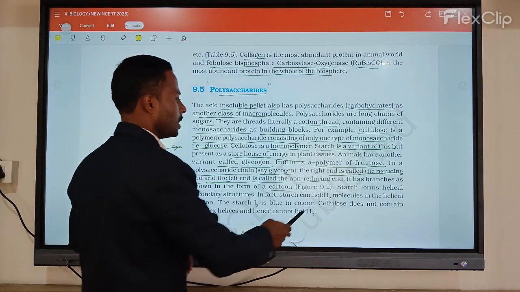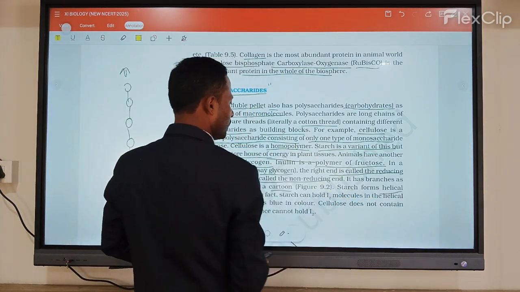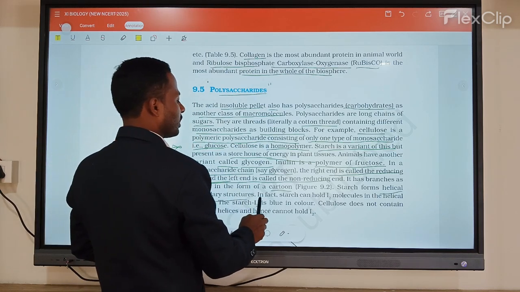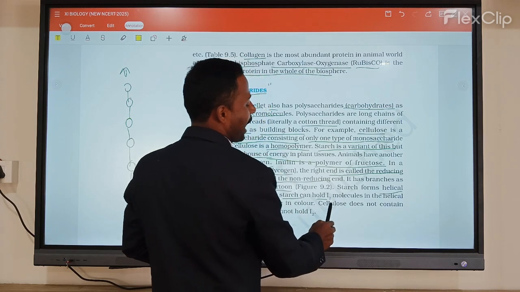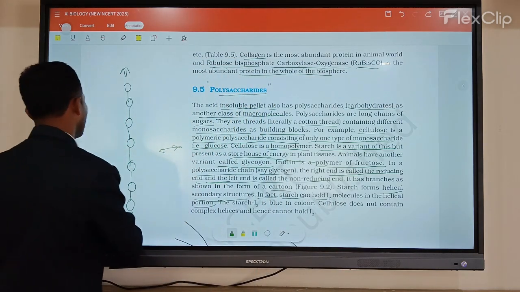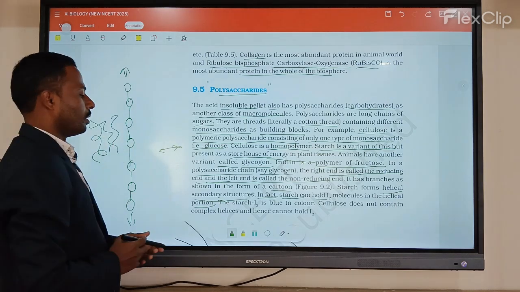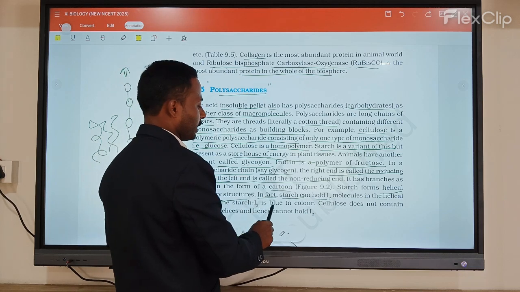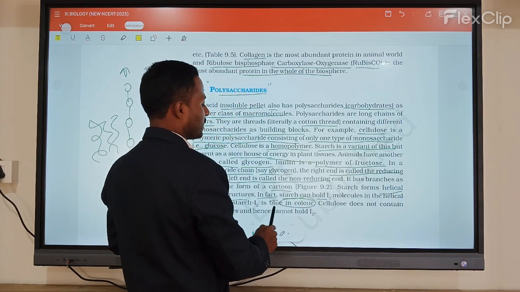Now starch forms a helical secondary structure. In fact, starch can hold iodine molecules in its helical portions, so different helical portions get formed. Starch with iodine gives a blue color. Here, which color does iodine give? It is completely a blue color.